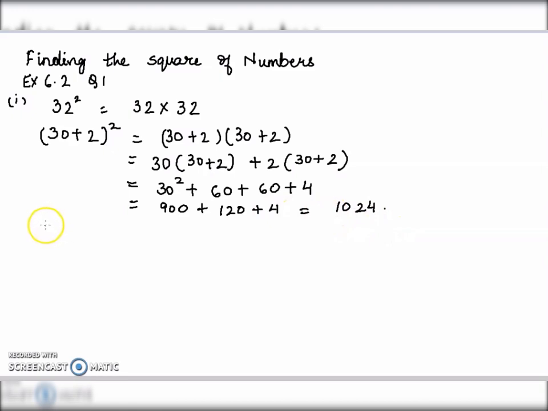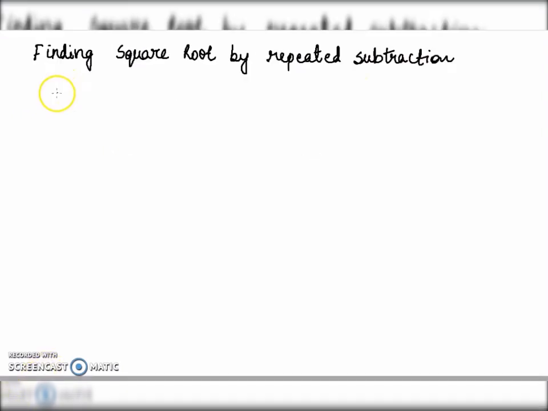You can also use the identity a plus b the whole square is equal to a square plus 2ab plus b square over here to simplify the calculations. So next we are going to discuss finding square root of a number by repeated subtraction.